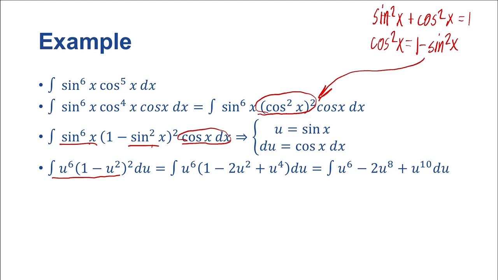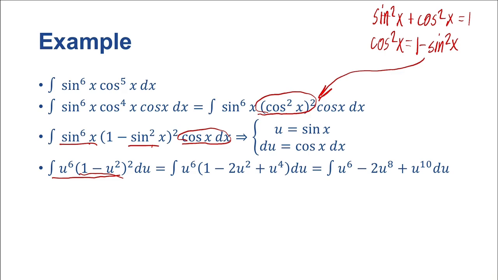So we're going to do that arithmetic. What we need to do is FOIL this guy out. I don't know, maybe some Algebra 1 nightmares coming back, but I'm sure you've done that already in your calculus courses. This gives us the integral of u to the 6th times 1 minus 2u squared plus u to the 4th du. We multiply everything by u to the 6th, and that gives us u to the 6th minus 2u to the 8th plus u to the 10th du.